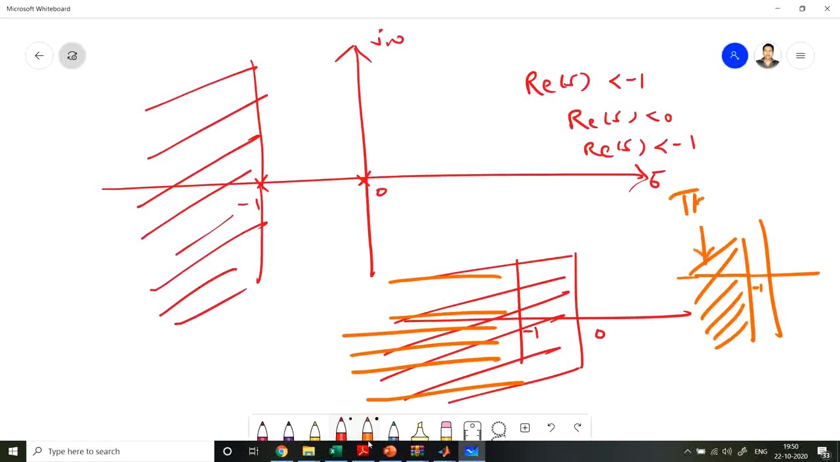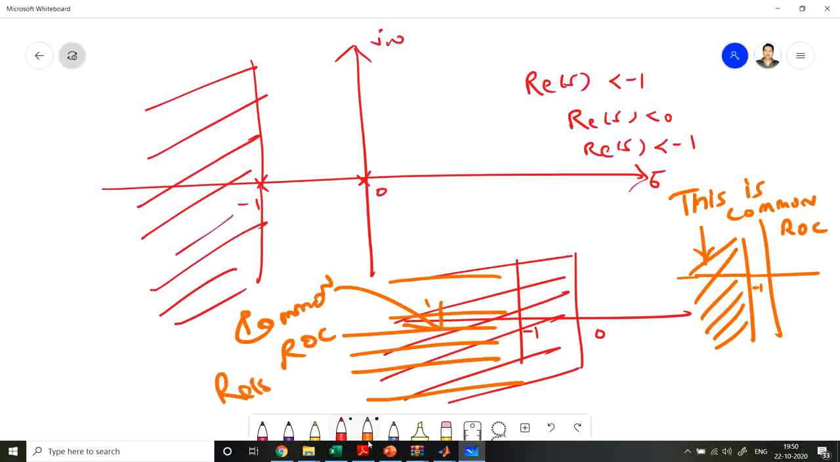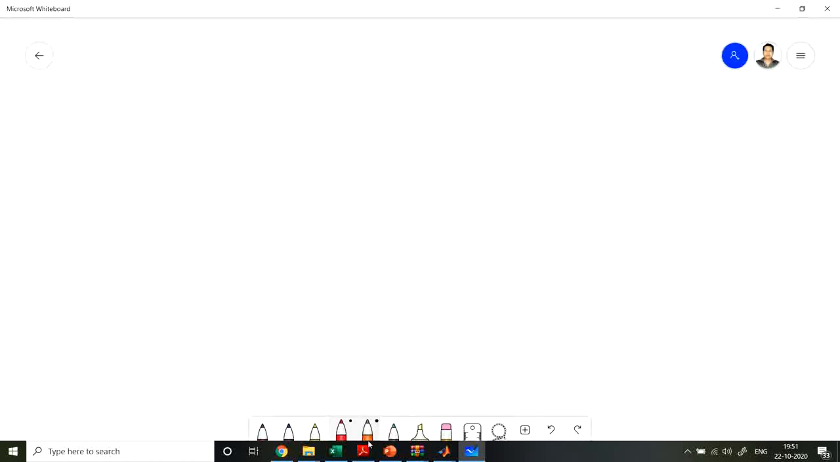So this is the common ROC. This overlapping region is basically the common ROC, and this common ROC is real part of s less than minus 1. This is only possible when we satisfy these two conditions. So when we satisfy these two conditions, we will get that.